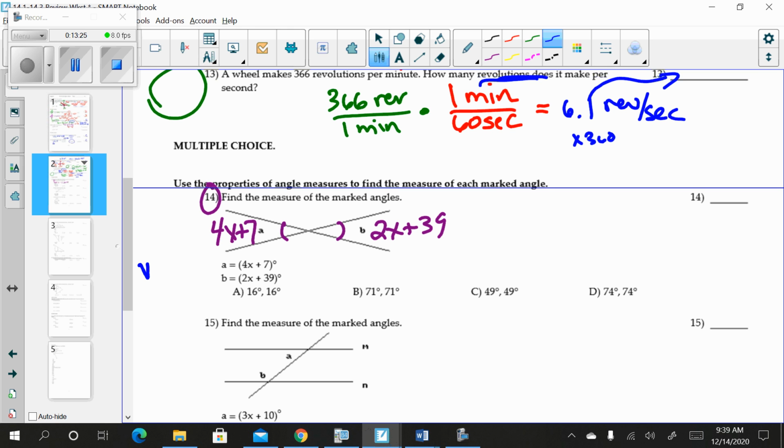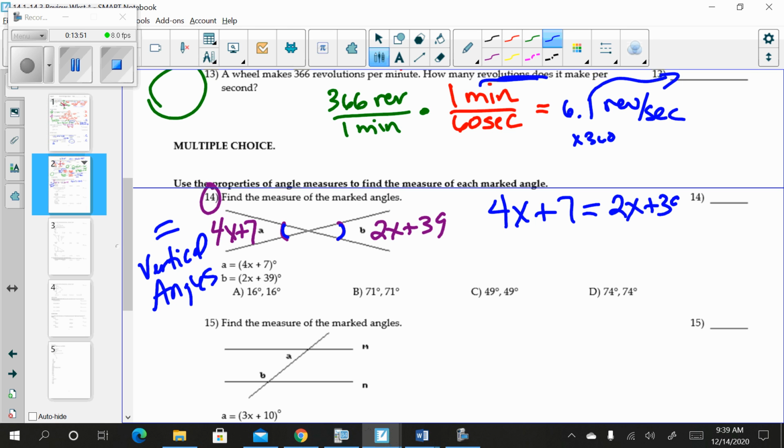Well, these are called vertical angles. I know I mentioned those before in the video we had earlier this chapter. So vertical angles, they're congruent. They're equal to each other. They're always the same because they're going to have that same angle measurement going across there. They kind of make a V. That's why they call them vertical angles. They look like a V on each side. So they're going to be equal to each other. So the relationship here is 4x plus 7 is equal to 2x plus 39. And then your job is just to solve for x.